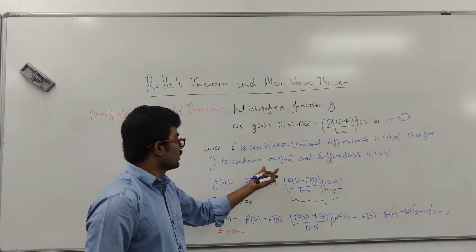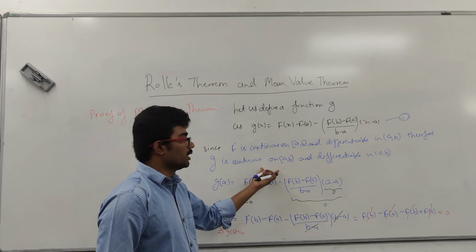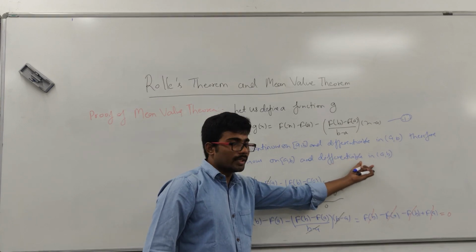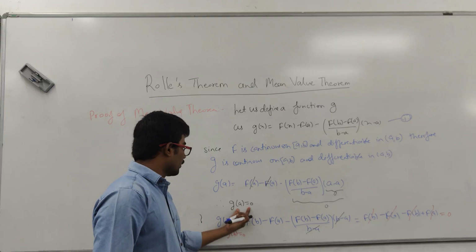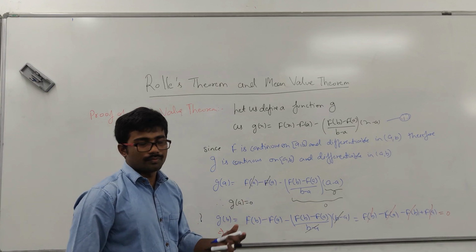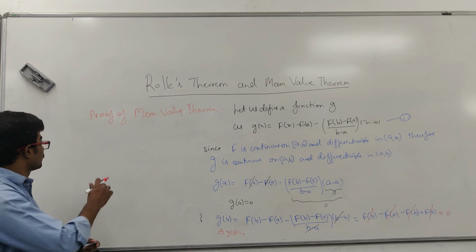Now g is satisfying all the three conditions. First, g is continuous in the closed interval a comma b. Second, g is differentiable in the open interval a comma b, and g of a equals g of b. Therefore we can apply Rolle's theorem on g.